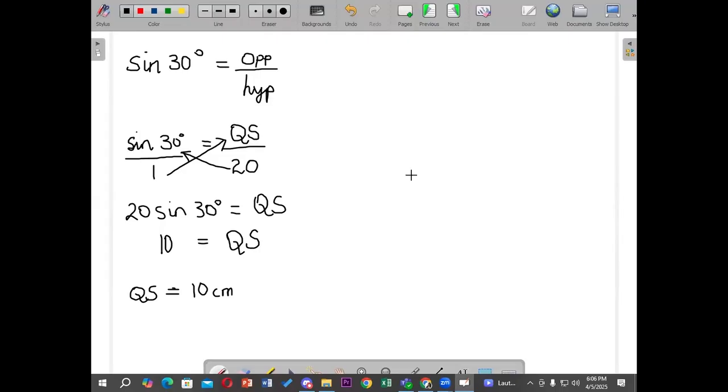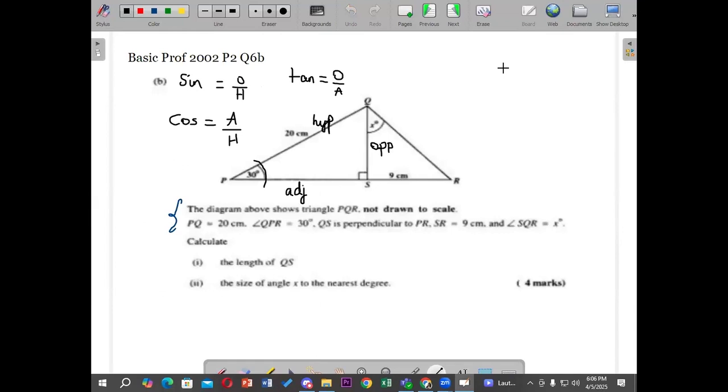So let's do the second part. The second part is to find a missing angle. So once you have your calculator in degree mode, we should not have any issues calculating the missing angle. In the diagram now, we want to calculate the size of angle x to the nearest degree. So angle x is this guy up here, right?